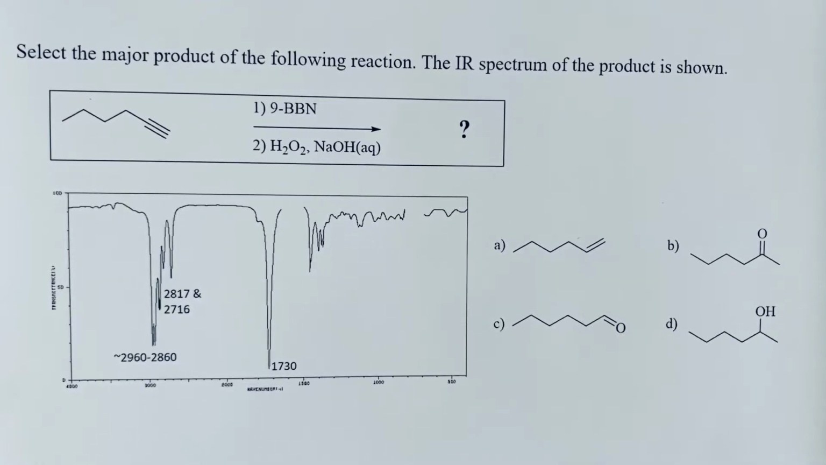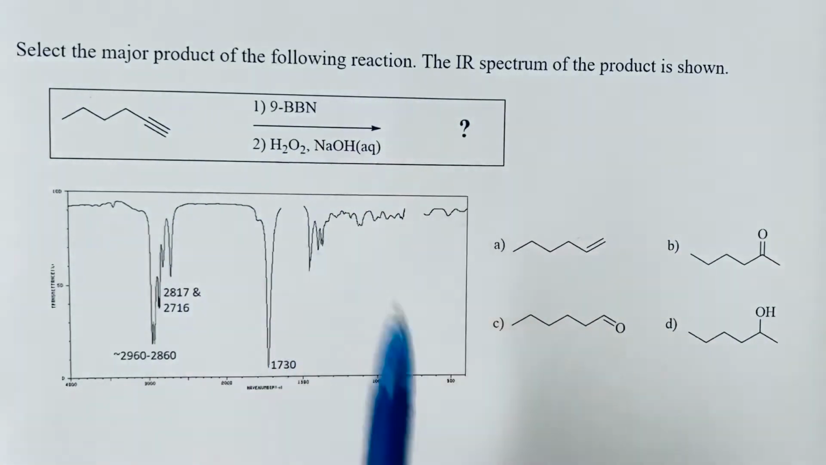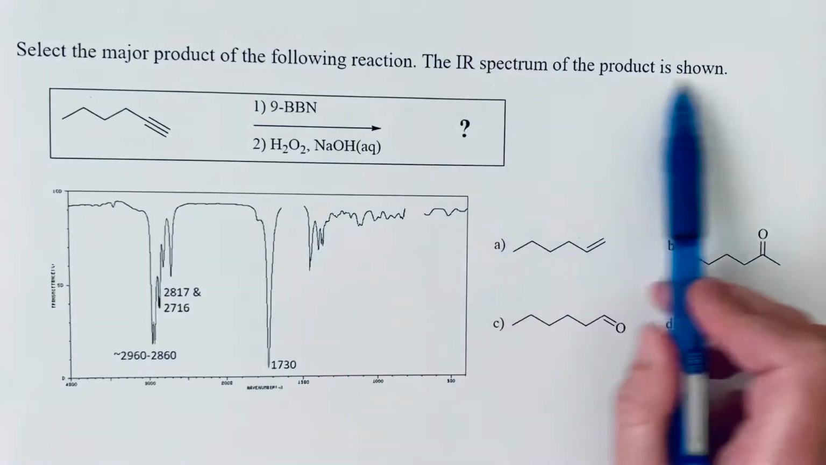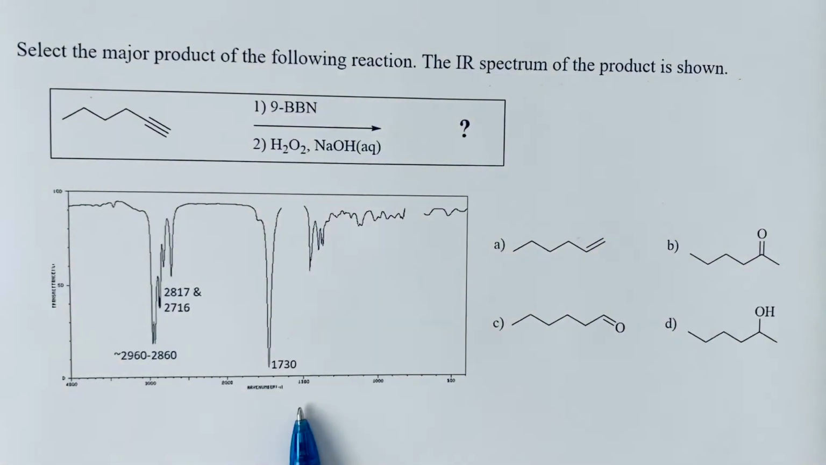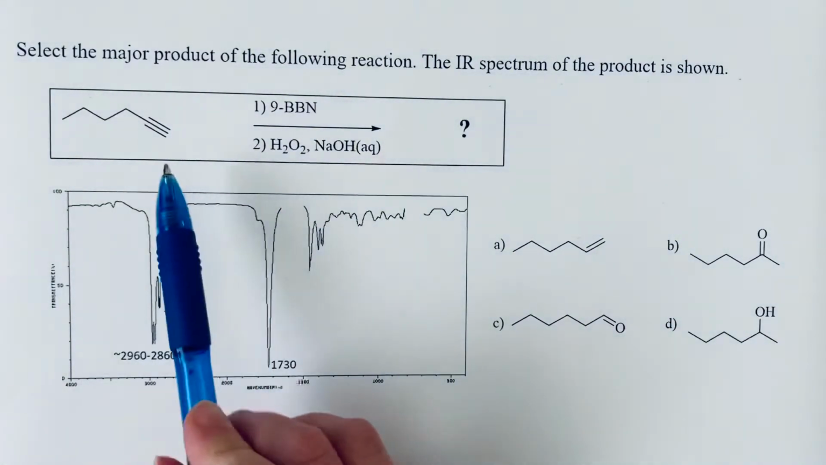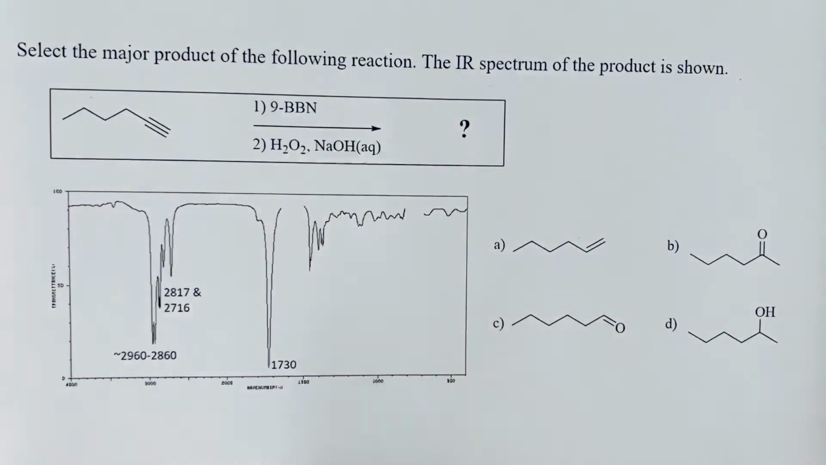Select the major product of the following reaction. And so we are given a reaction, so we're given a starting material and some reaction conditions, and then we're also shown the IR spectrum for the product. So we could probably solve this if we're just familiar enough with this top reaction.